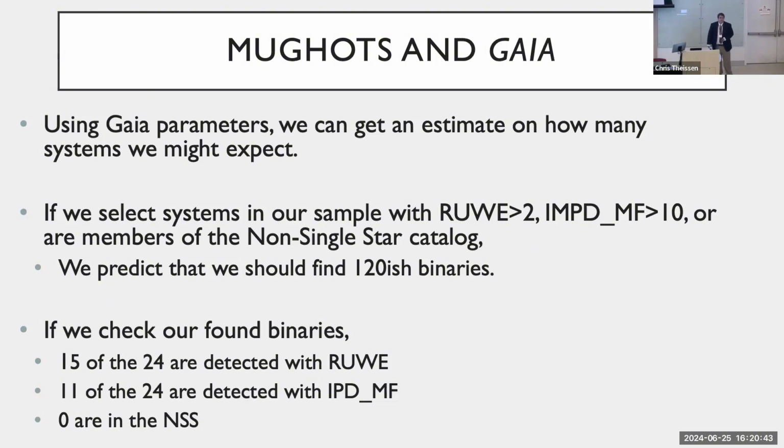But we are looking. If you take just those parameters and you say, RUWE greater than 2, IPD multi-frac greater than 10, members of the non-single star catalog, out of the 1,100 that we have, we only see about 120 that should be binaries. Now that fraction goes up significantly when you use RV error, but I was just doing a straight cut on that, and we have very faint stars, so that does not technically work with a flat RV error cut. So I don't believe that number. That's why I stuck with this number.